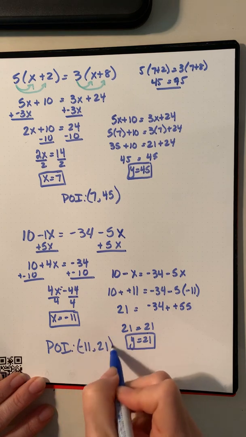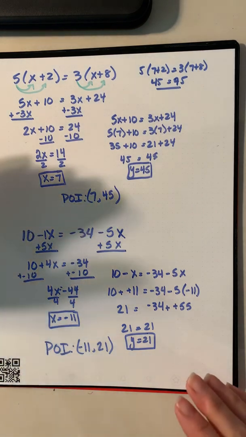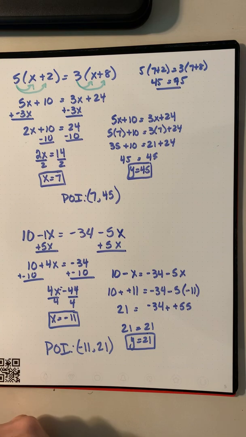positive 21. Okay, now after this video is over, you're going to click on a second little video and I'm going to show you the graphs of these on Desmos, and we're going to confirm that these points of intersection actually are true. But this is sort of the algebraic step that we're taking towards figuring out where these two linear equations cross each other on a graph.